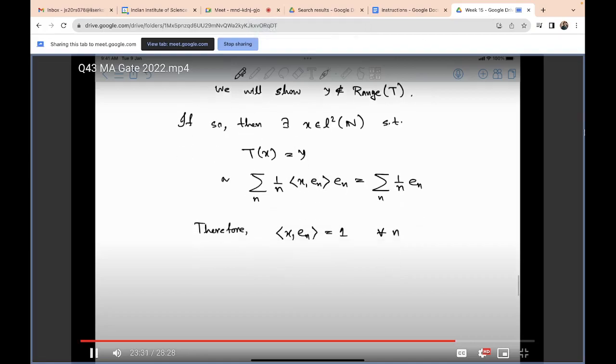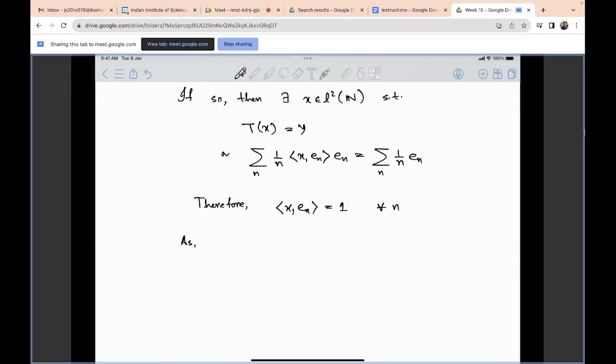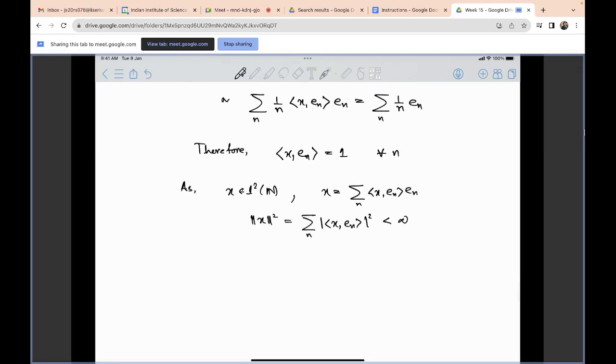Right? But this can't be, this is not possible, as x is in L2. So what is x? We have written x in terms of the inner products of x with e_n. So what is the L2 norm of x? If you write down the L2 norm, because of the orthogonality, you will get this sum, which is finite because x is a single vector. As the series is finite, the inner product of x and e_n should go to 0. But what we have got is that the inner product of x and e_n is 1 for all n, so this is a contradiction.